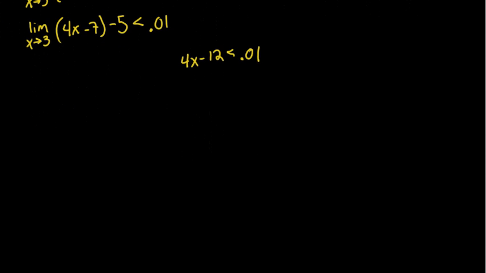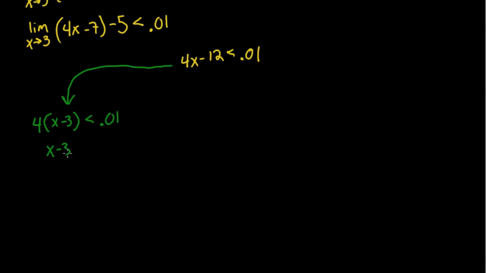There's two different ways we can do it. So let's go the green way first, I guess. The green way is not the official name of this. I have no idea what the official name is. So we can change this to 4 times x minus 3 is less than 0.01. So all we're doing here is factoring out a 4. And then we'll divide by 4 on both sides.